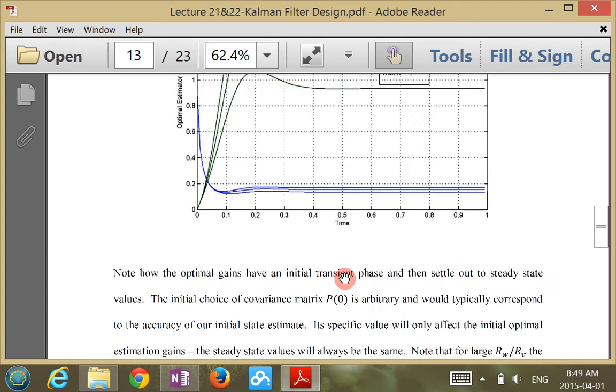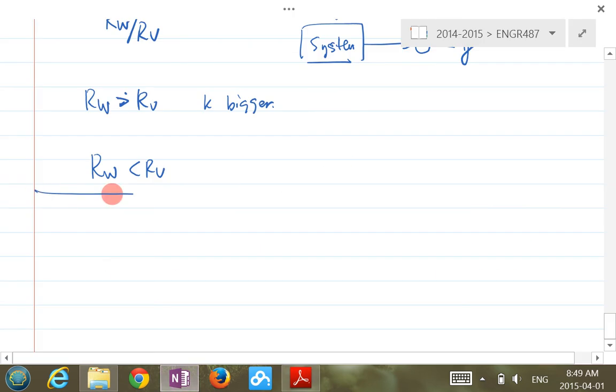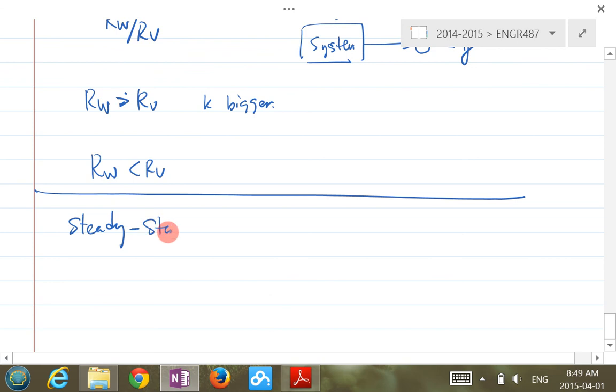Okay, so one more topic, or two more topics. The last one here is the steady state Kalman filter. So there's the predictor type, there's the current type, and then we have the so-called steady state Kalman filter.